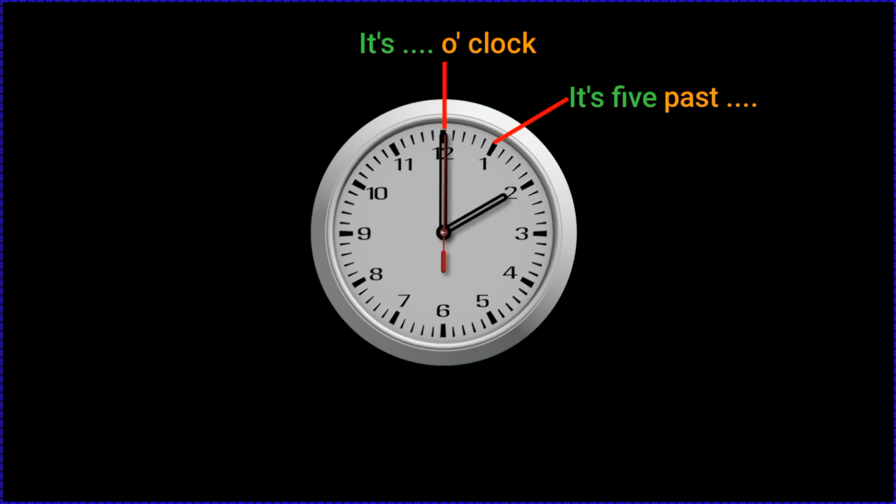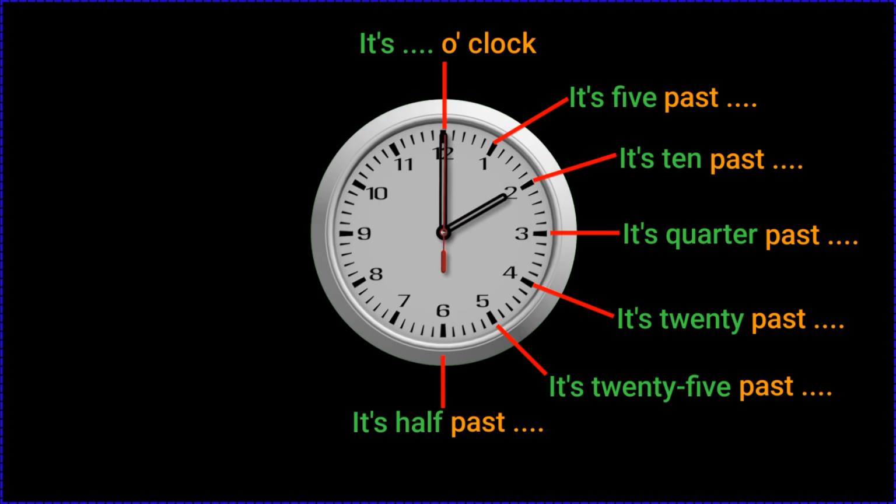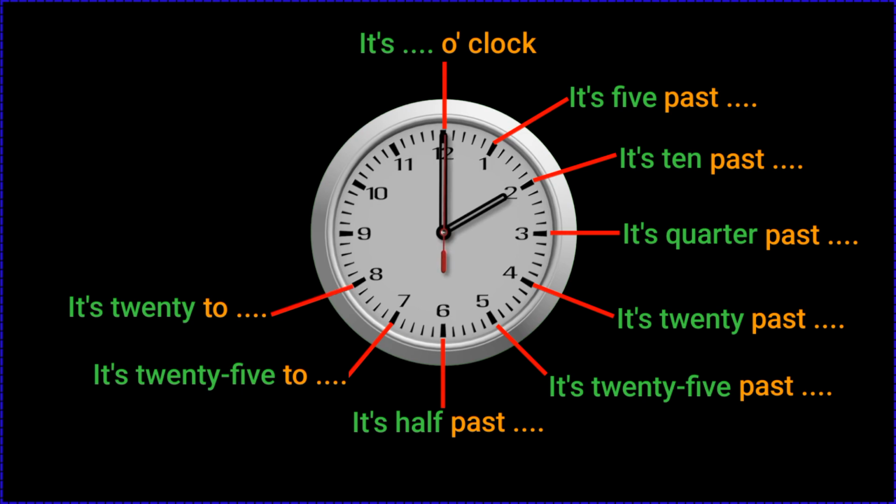It's o'clock. It's 5 past. It's 10 past. It's quarter past. It's 20 past. It's 25 past. It's half past. It's 25 to. It's 20 to. It's quarter to. It's 10 to. It's 5 to.